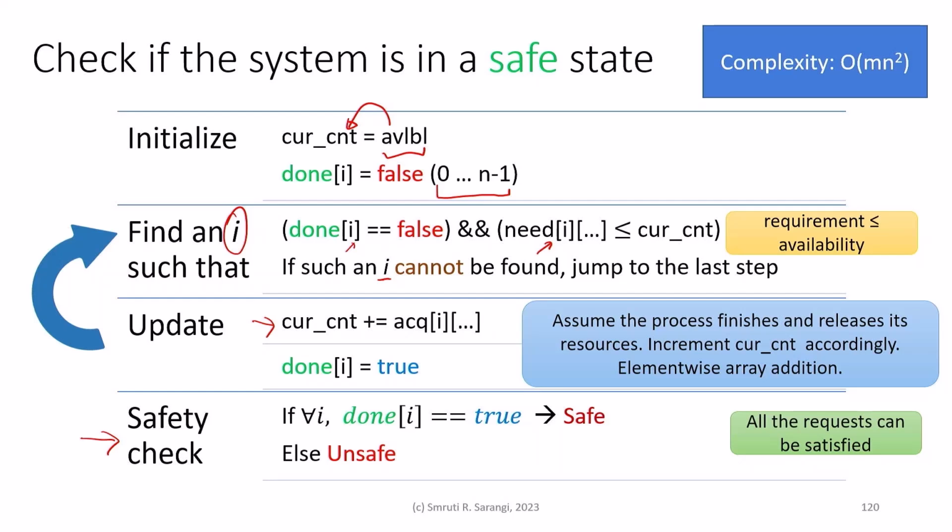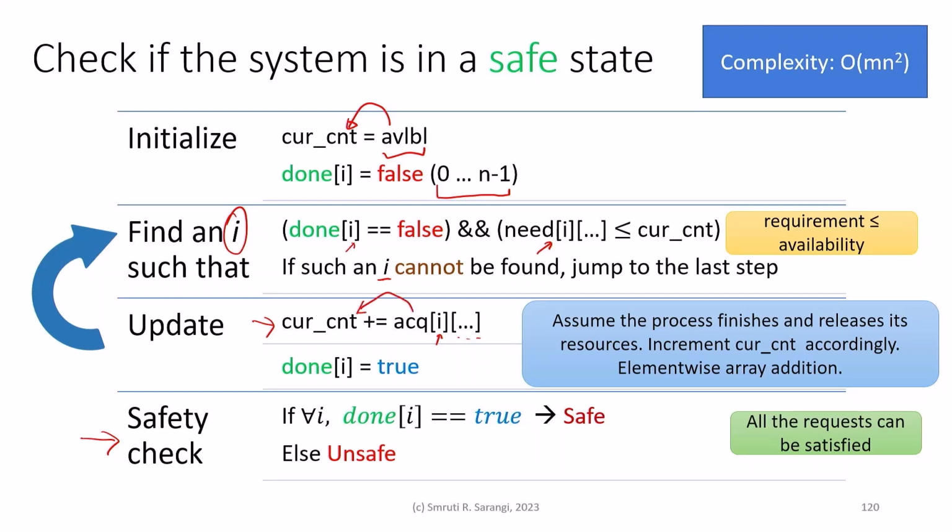Hypothetically, I assume that my request is satisfied. If my request is satisfied, then whatever I have acquired, I will return that back to the pool because I am done, right? So whatever I have acquired, which is the ith process, I will return it back to the free pool of resources. So this I will return, it will go into current count.